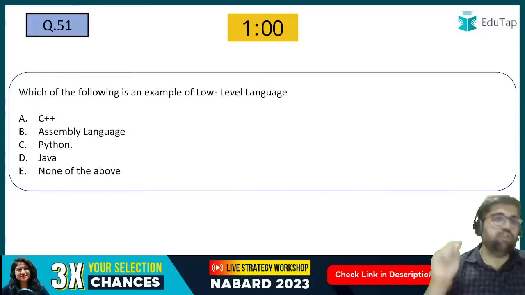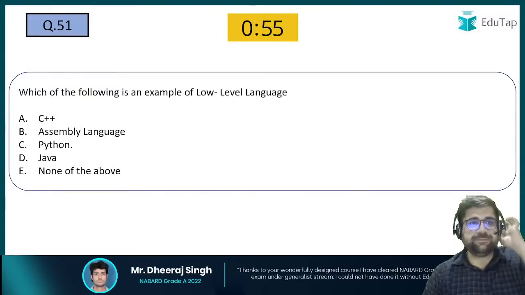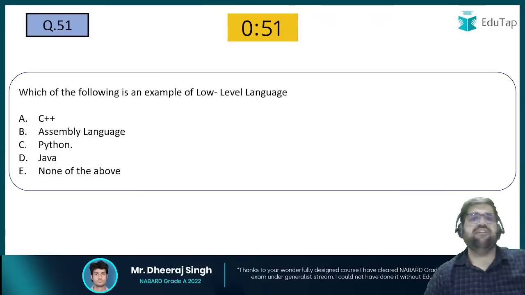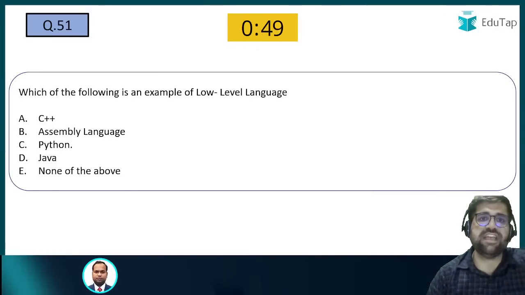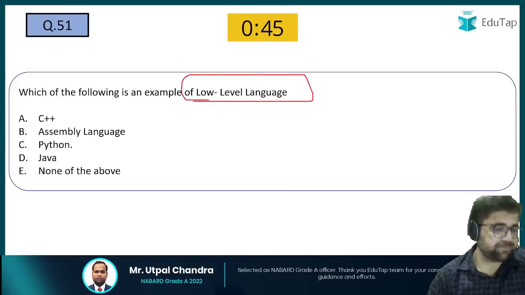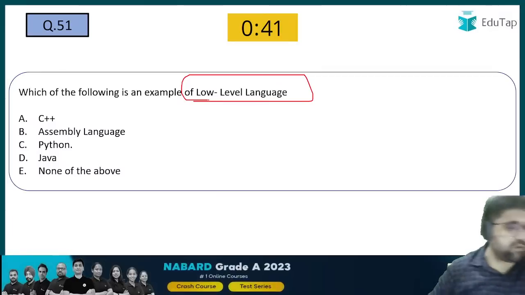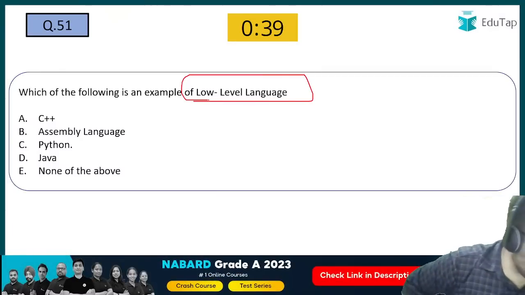Question number 51. Which of the following is an example of low level language? Which one will be your low level language? Low level language. Yes, full form of COBOL is common business oriented language. Good.